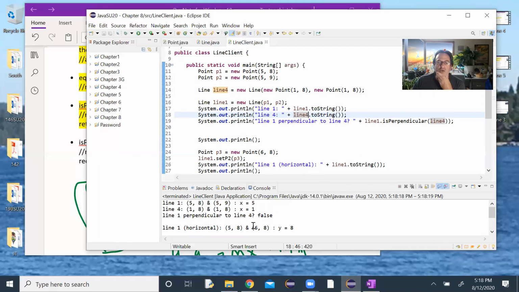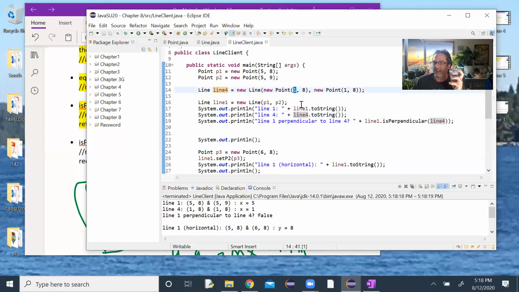Line 4. Oh, I made a... these are the same point. 1, 8 and 1, 8 are the same point. So it's possible. It's not a line. And so that takes us to that question of, what if someone tries to create a line that actually has the same 2 points?